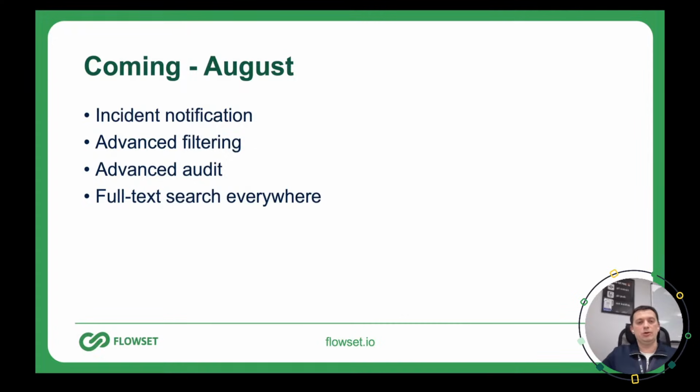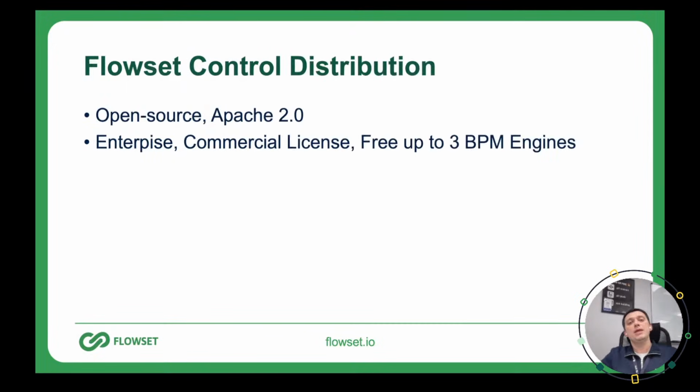We have requests about advanced filtering. It's nice to have. I suppose that we'll bring it in. When working with enterprise scenarios, we know that it's very important to track everything that's happening, and we want to bring advanced audit to Control. And a cherry on top is full text search everywhere. So just input what you remember, the name of the process variable, the name of the business key, and find everything related to this data in your BPM engine instance. So that's the plan. Okay.